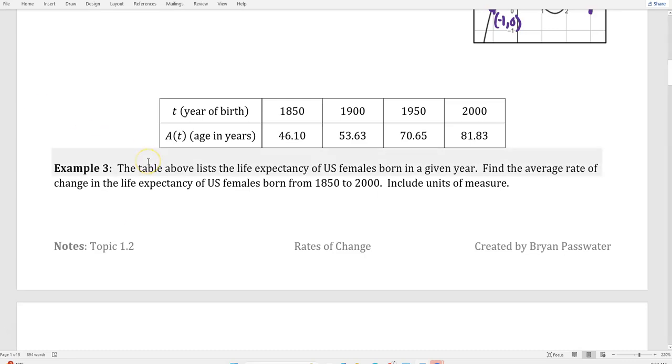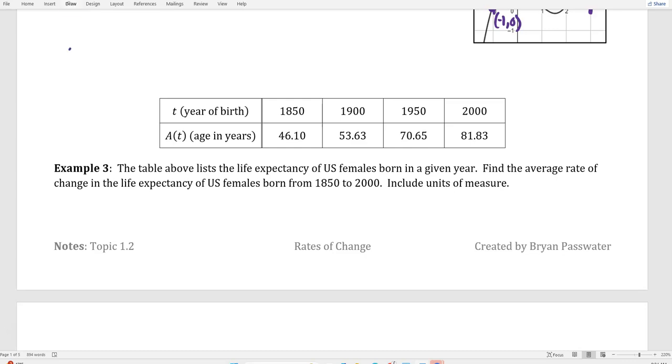So the table above lists the life expectancy of U.S. females born in a given year. Find the average rate of change in the life expectancy of U.S. females born from 1850 to 2000. Include the units of measure.